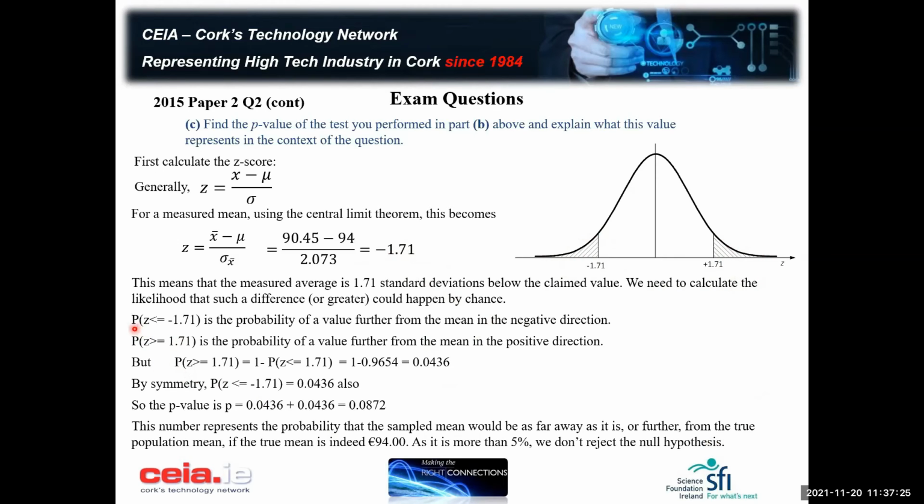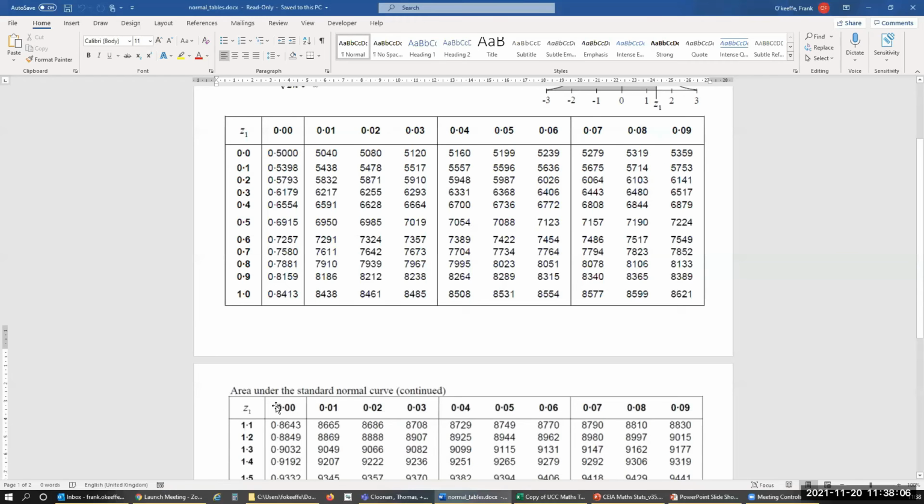Okay, so the probability that Z is less than minus 1.71 is the probability of a value further from the mean in the negative direction. And the probability of Z being greater than plus 1.71 is the probability of a value being further than the mean in the positive direction. So let's work out what each of those is. The probability that Z is greater than or equal to 1.71, remember, is this area, which is 1 minus this area that is tabulated. Let's look at the table for 1.71.